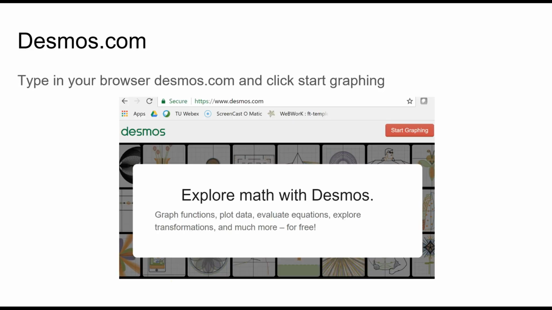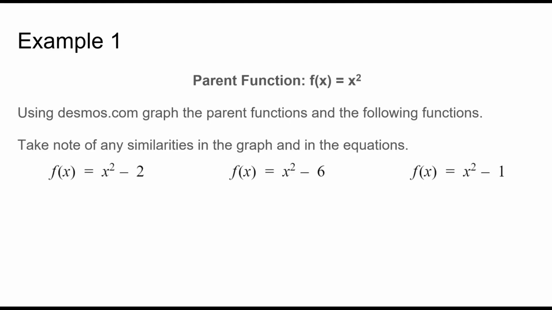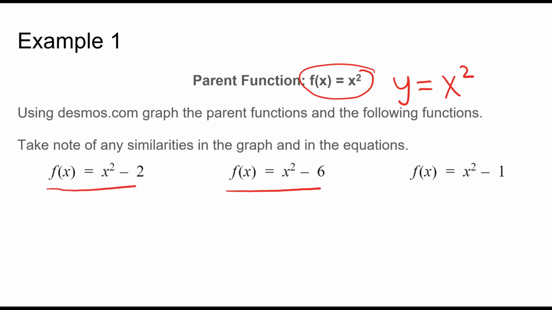We will be using Desmos, so type in your browser desmos.com and then click the Start Graphing button to get to the graphing screen. Example 1. Using desmos.com, graph the parent function, so type this in. Feel free to type in y equals x to the second power, and then leave that in your first one, and then go ahead and graph all three of these below. Graphing them one at a time, sketching the graph, and let's note any similarities. Pause the video and press play when you're ready to see my answers.